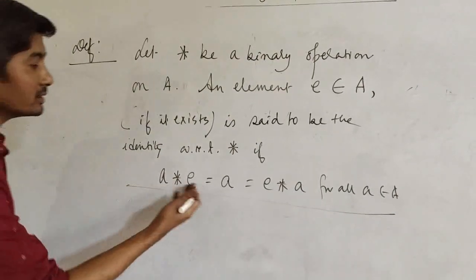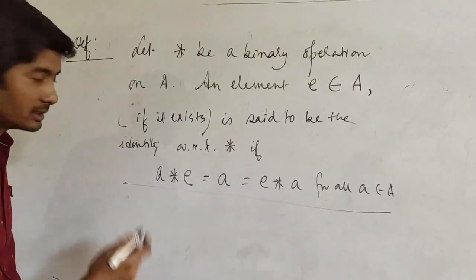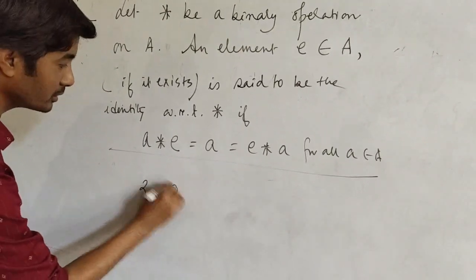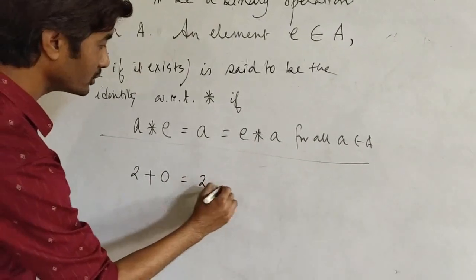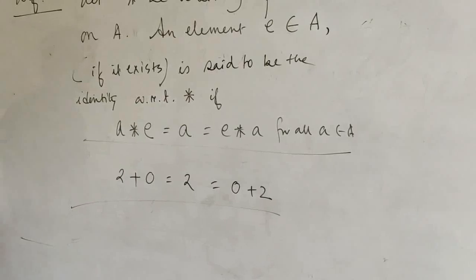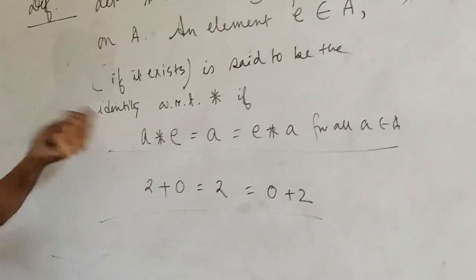Now if we compare this definition with our known results, that is, suppose here you see 2 plus 0 equal to 2 equal to 0 plus 2. See here, this is satisfied. I take the addition operation, I take the set of real numbers.